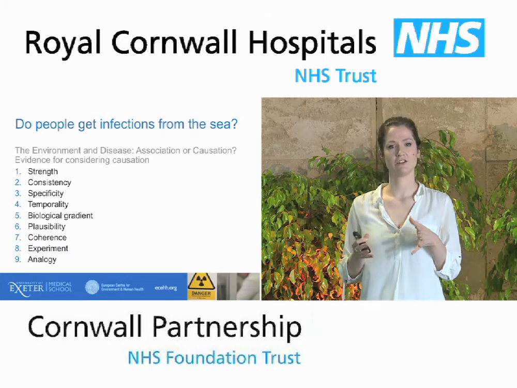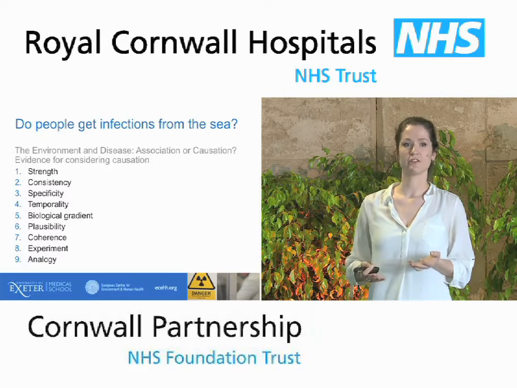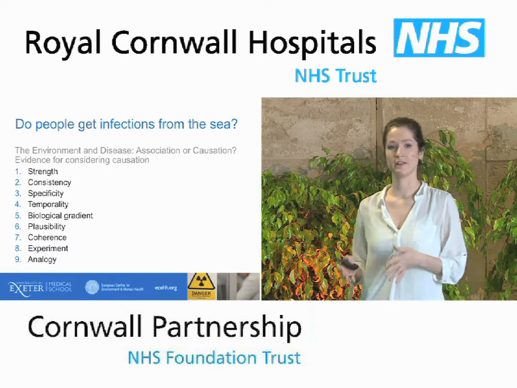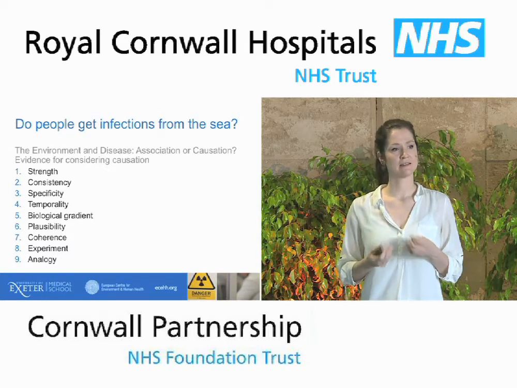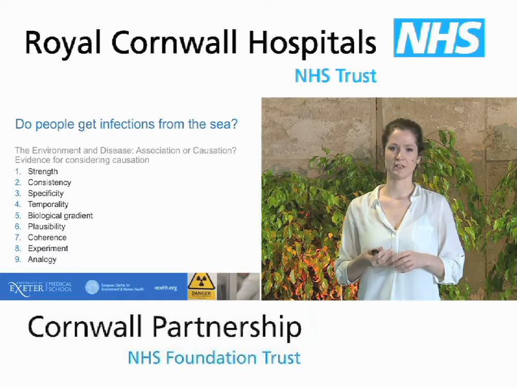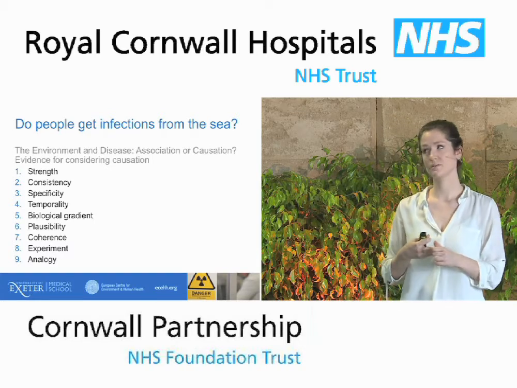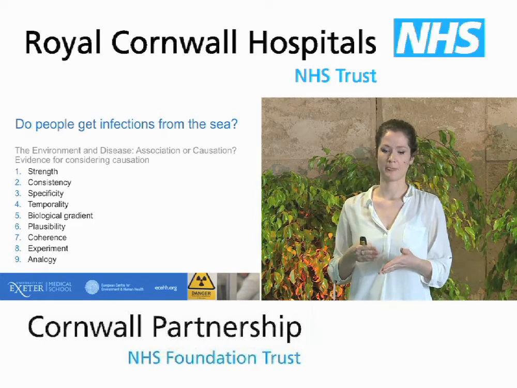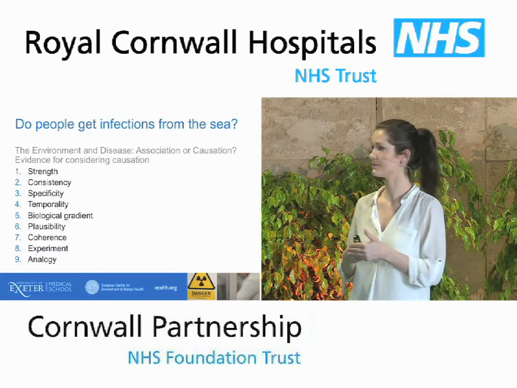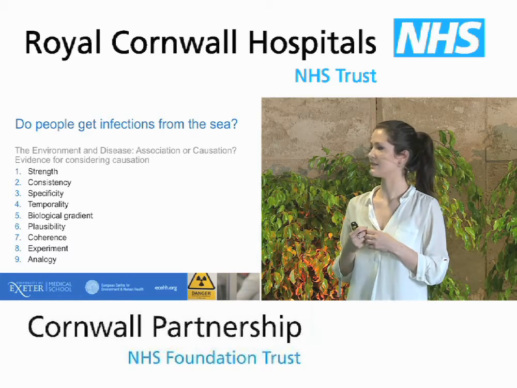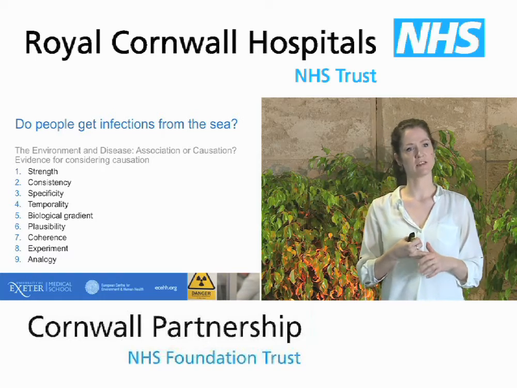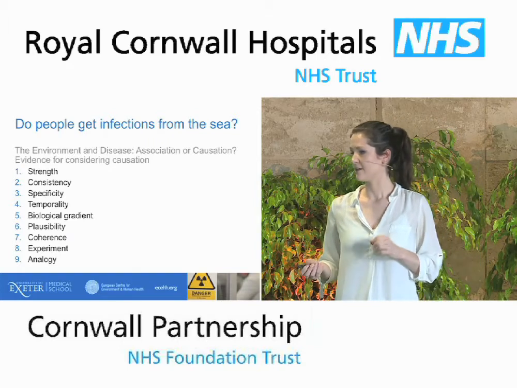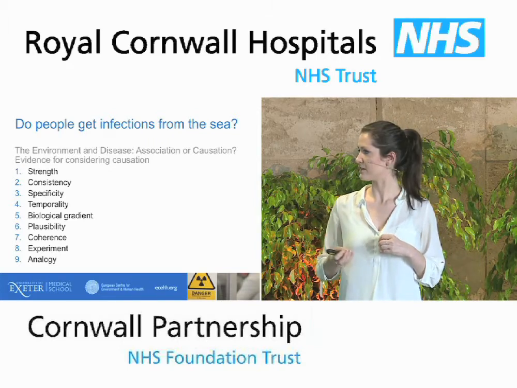Strength is related to the strength of the association. So if an exposure demonstrates a large risk for an outcome, it's likely to be causal. Consistency has this observation being demonstrated by different people at different times, in different circumstances, in different places. If it has, then it's likely to be a real observation and not just found by chance. Specificity: is this a specific location, a specific organism, a specific group of people that are affected by this particular disease?